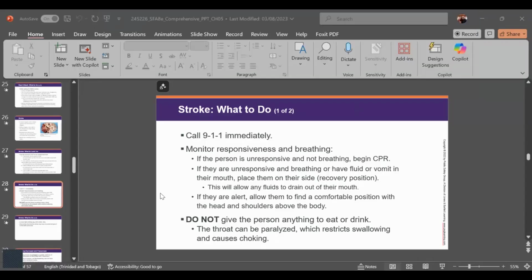Do not give anything to eat or drink. And here's why: the throat can be paralyzed. Do not give the person anything to eat or drink. Right? The throat can be paralyzed, which restricts swallowing and causes choking. That's a no-no. Not even water to drink. Okay.